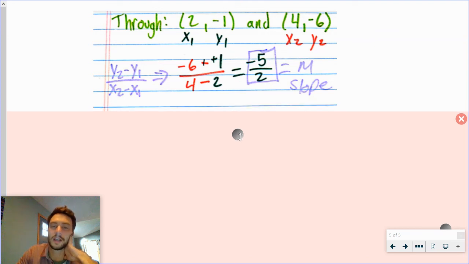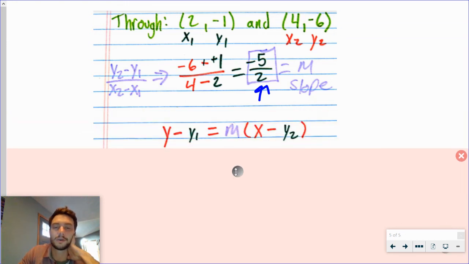So now we need to go say, hey, let's plug this in for m. Oh, yeah, I don't need to do that. This is in for m, and either of these 2 points, I think I use x1, y1 here. I use my first point, but once again, you could just as easily use 4 and -6 as long as you're plugging them in for the x and y correctly. So we'll do y minus y1 equals m times x minus x1.